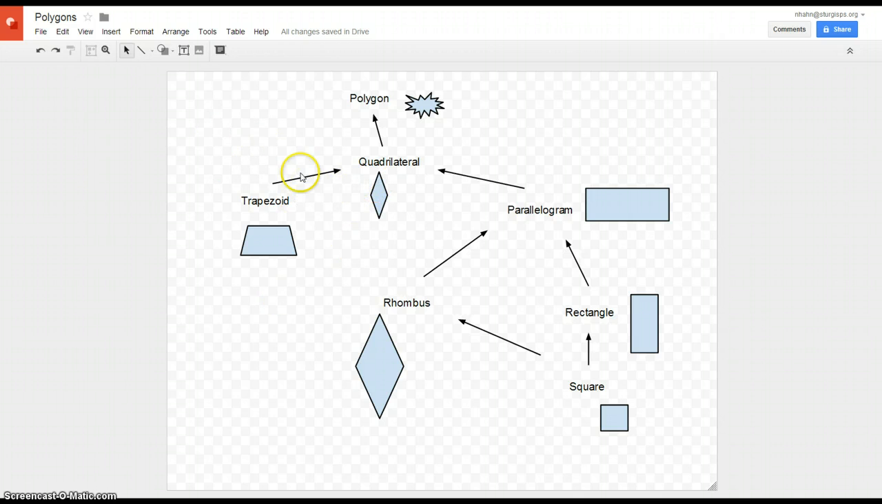Trapezoids are only quadrilateral polygons, so it has three names. Parallelogram is the same way. It has three names: parallelogram, quadrilateral, polygon. Okay, if you're just looking at quadrilaterals, it just has two names. It's a quadrilateral polygon, and also here we have a shape that is just a polygon. It's closed, it has straight sides, but it does not qualify as one of these shapes.